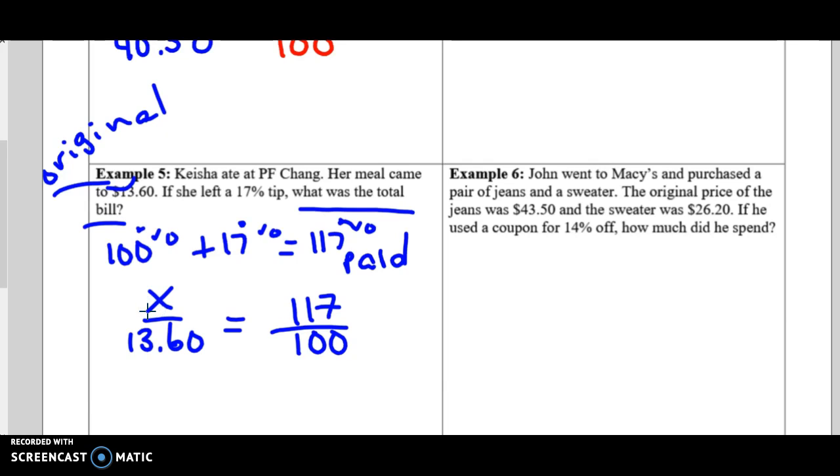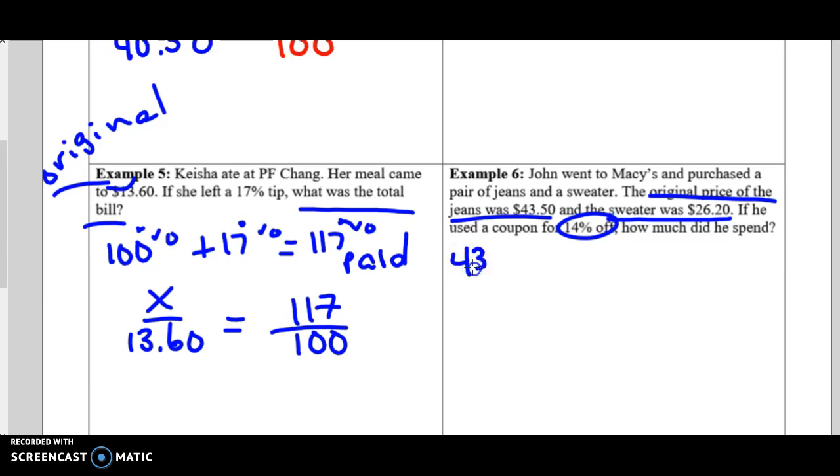Example 6. John went to Macy's and purchased a pair of jeans and a sweater. The original price of the jeans was $43.50 and the sweater was $26.20. If he used a coupon for 14% off, how much did he spend? So there's a couple of different ways I can approach this problem. What I'm going to do first is, he purchased 2 items, so I need to first add the price of those items together.